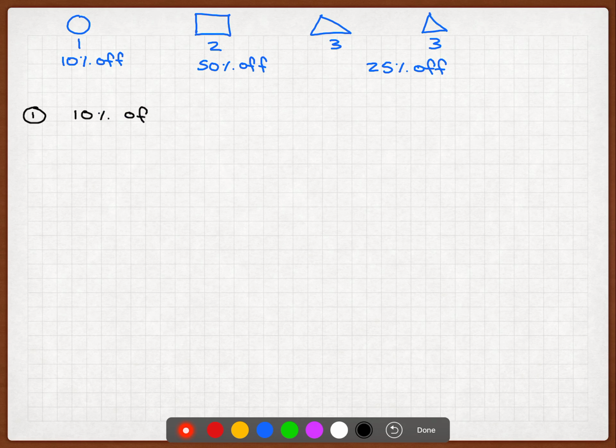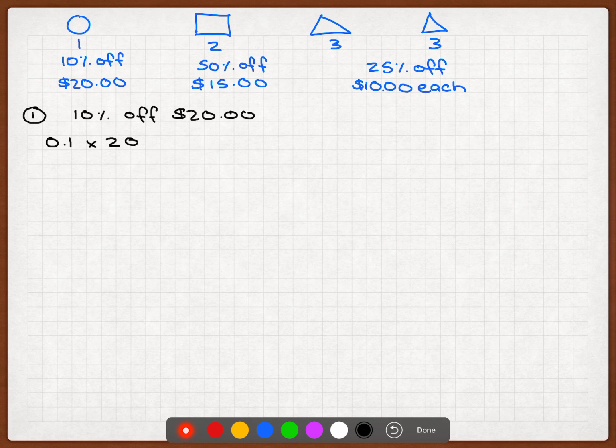off. Oh, and I have not written the prices of these. So the prices of each of them were $20, $15, and this was $10 each. $10 for one. Alright, back to our first one. So our first item is 10% off of $20. So we're going to change our percentage into decimal form and times it by the whole number.